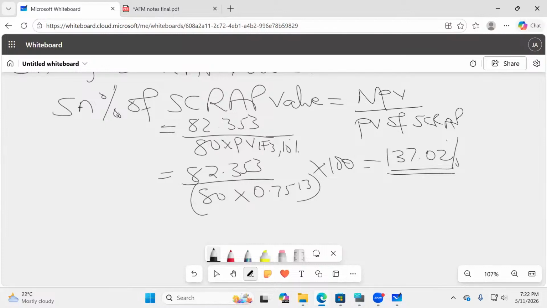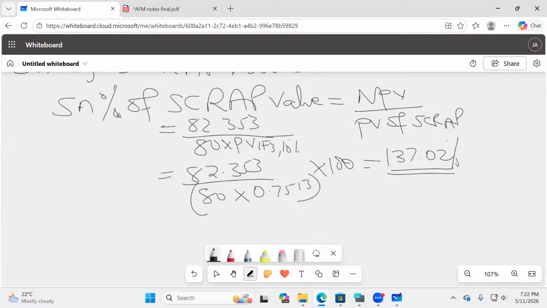This is not a sensitive factor at all. Look at the allowance it has. That allowance is too big. You can change by the whole world without this NPV being affected. So this is quite insensitive. The lower the percentage, the higher the sensitivity.